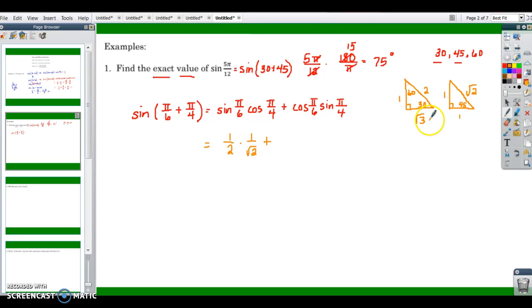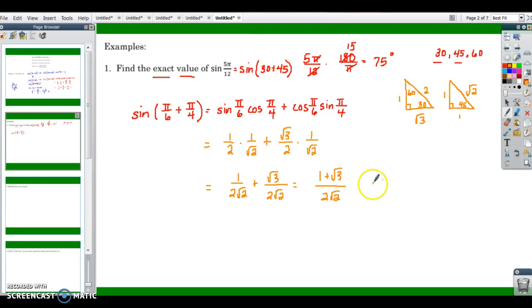Cosine of pi over 6, the cosine of 30 would be root 3 over 2, times the sine of pi over 4 is 1 over root 2. If I simplify that, I have 1 over 2 root 2 plus root 3 over 2 root 2, which gives me 1 plus root 3 over 2 root 2.